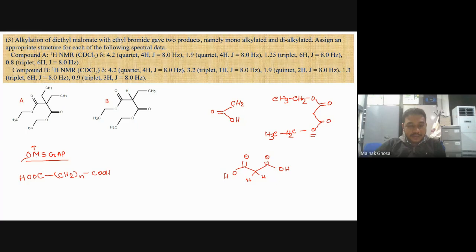Suppose this is a dicarboxylic acid. If you cannot remember which is oxalic acid, malonic acid, succinic acid, glutaric acid, whatever, you just write this kind of structure. Now you just put in the value of n. First put n equals 0, so there will be no CH2. This structure will be COOH, COOH. What will be the name? This will be oxalic acid. Now you put n equals 1. So there will be COOH, CH2, COOH. O after O, it is the same: M means malonic acid.